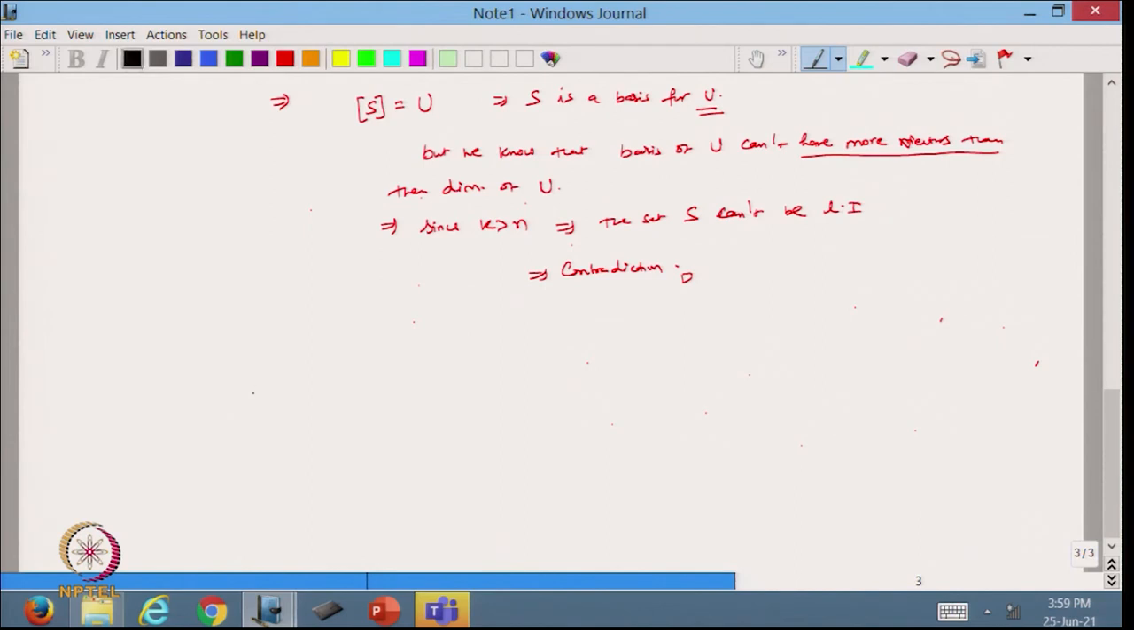Now after that, we also know another definition. We know that the dimension of a vector space V is the number of vectors in its basis. So that we already know. Based on this, I want to discuss one theorem.